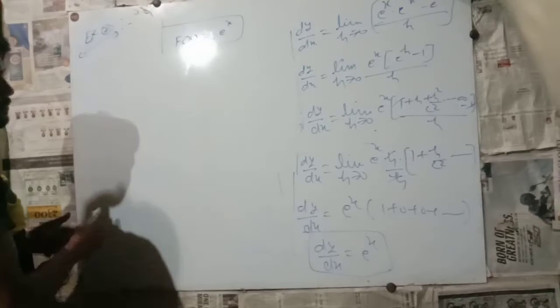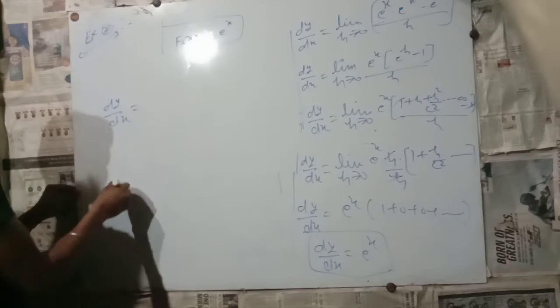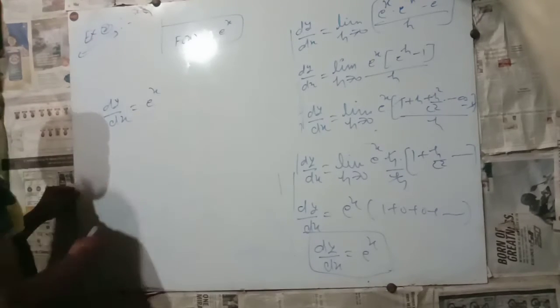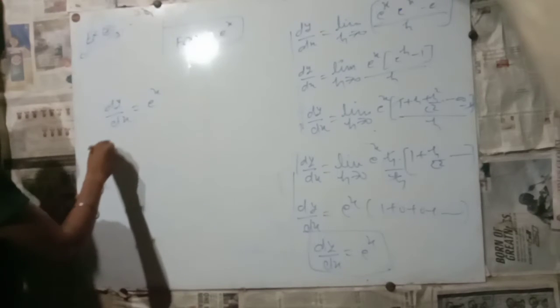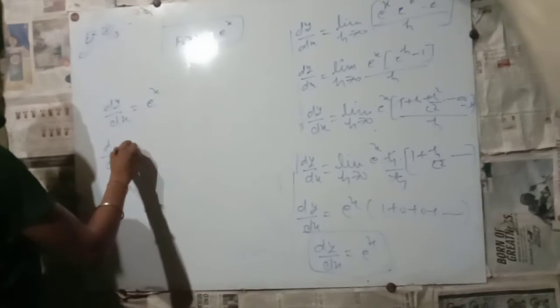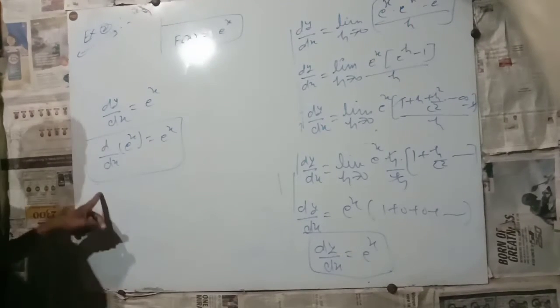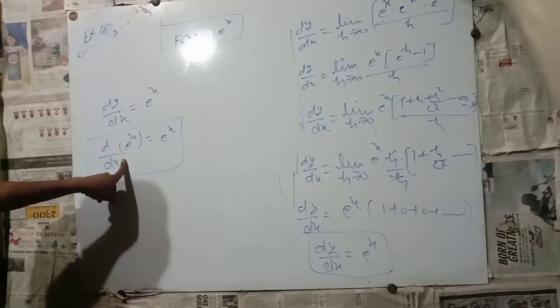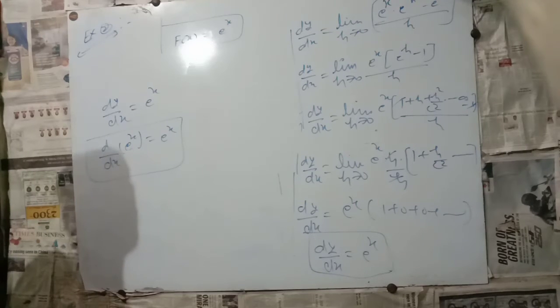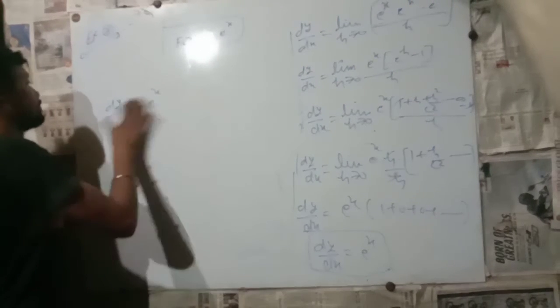I told you here that if your answer is coming dy upon dx is equal to e raised to power x, now you can put down here the value of y, that is e raised to power x, is equal to e raised to power x. So the differentiation of e raised to power x is equal to e raised to power x. There is no change. Okay, this is the answer of the question.